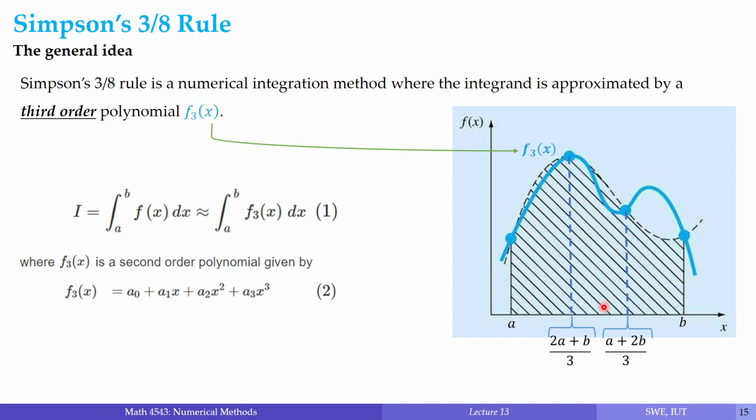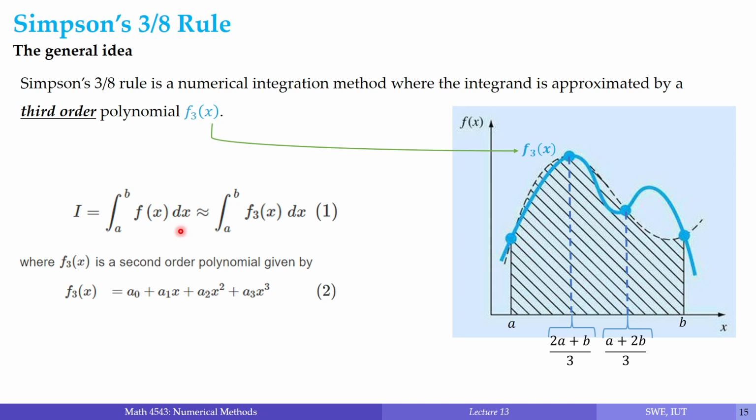Okay, so in order to make sure they are equally spaced, what we can do is partition the whole interval into 3 equal segments, which means we end up with 4 data points that are equally spaced, equidistant from one another.